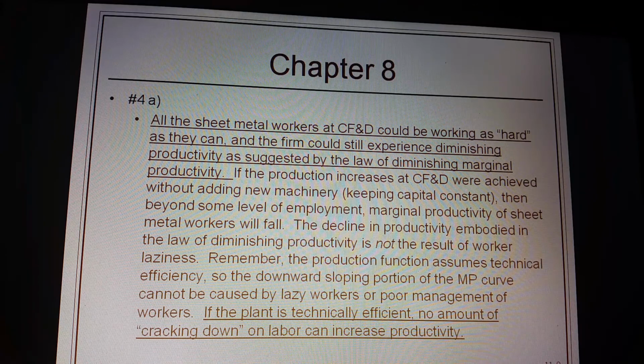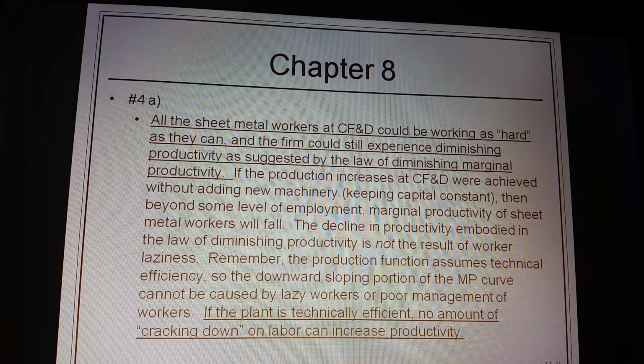The answer here is that all sheet metal workers at this firm could be working as hard as they can, and the firm could still be experiencing diminishing productivity as suggested by the law of diminishing marginal productivity. And this is something we went over in depth in class. If the production increases at this firm were achieved without adding new machinery, then beyond some level of employment, marginal productivity of these metal workers will fall.